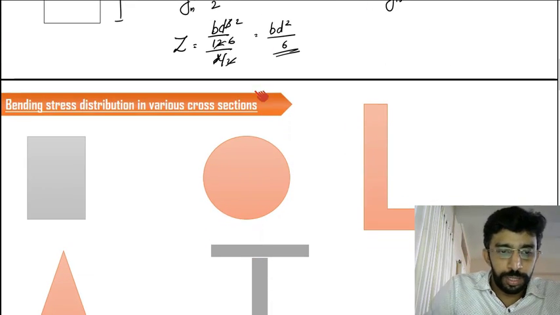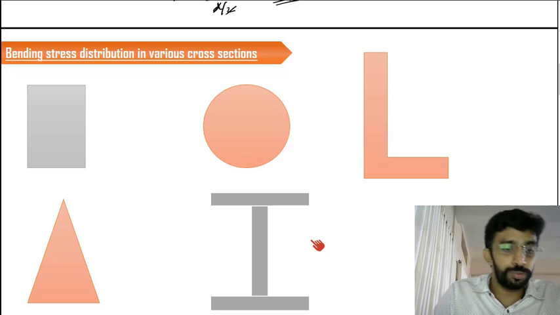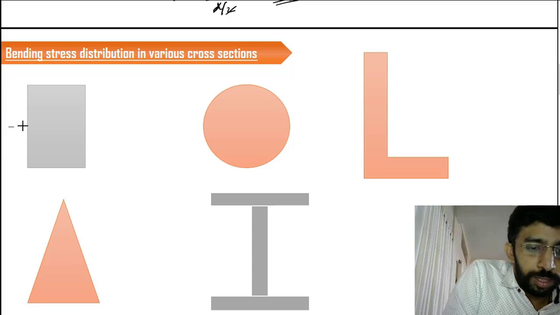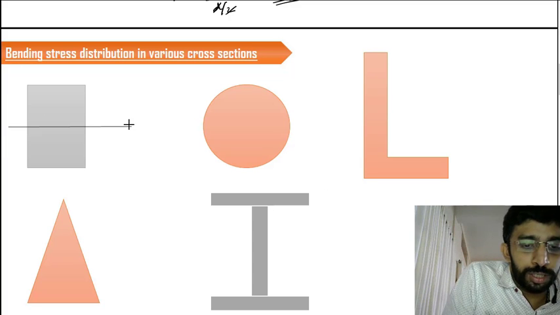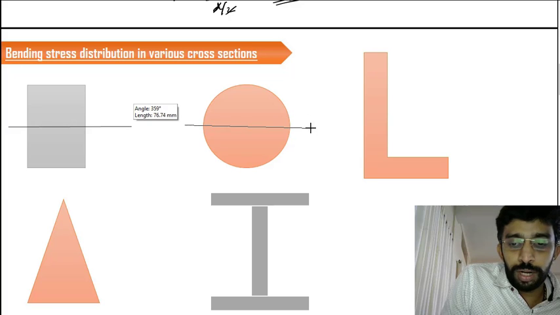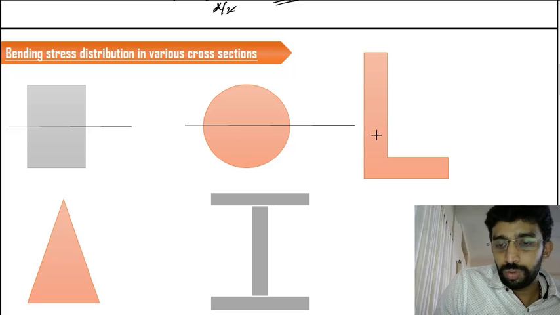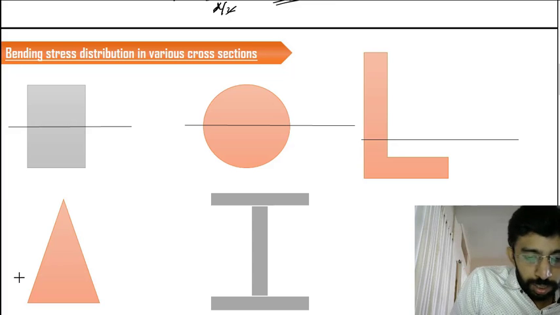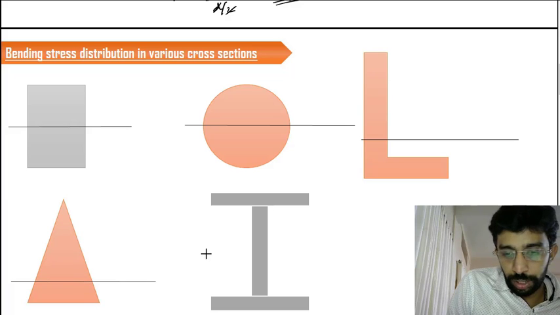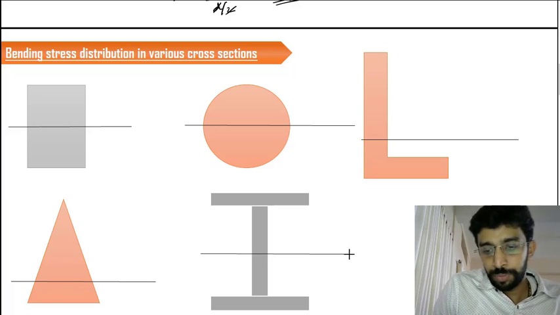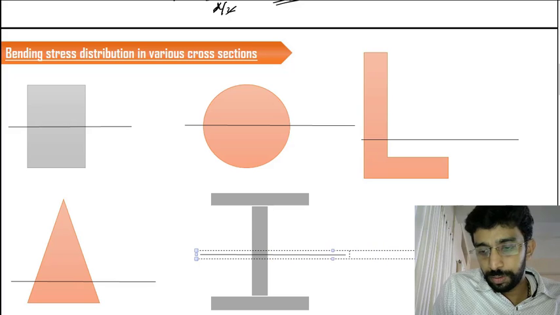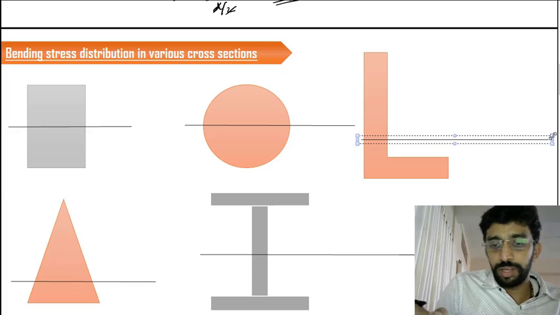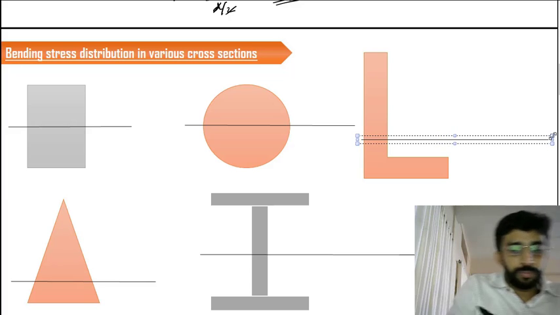Now let us move forward and draw the stress distribution of certain cross sections. This is a very familiar thing. If we take the rectangular section here, let us draw the neutral axis of all these sections. For the L section, this is the neutral axis, for the triangle this is the neutral axis, and for the symmetrical I section, this is going to be the neutral axis. I will expand these a bit more so that we can draw the distribution easily.